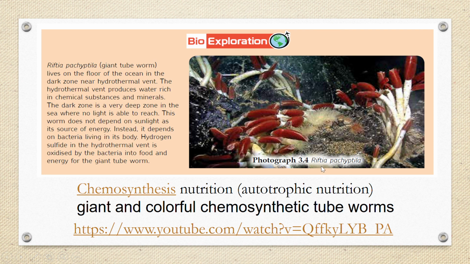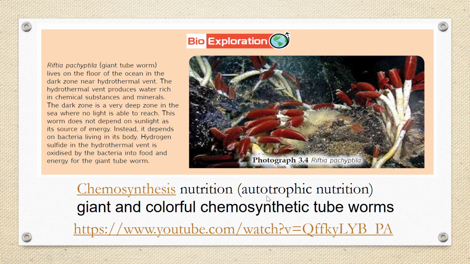You can see this picture, Riftia pachyptila. This is the giant colorful tube worm. It has another nutritional adaptation. This is actually chemosynthetic nutrition, chemosynthesis nutrition. That means they depend on chemical substances and also minerals. They don't depend on sunlight as their source of energy. Chemo means chemical; it depends on the bacteria living in the body.